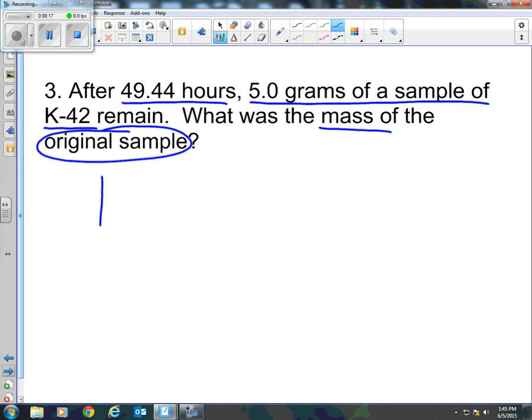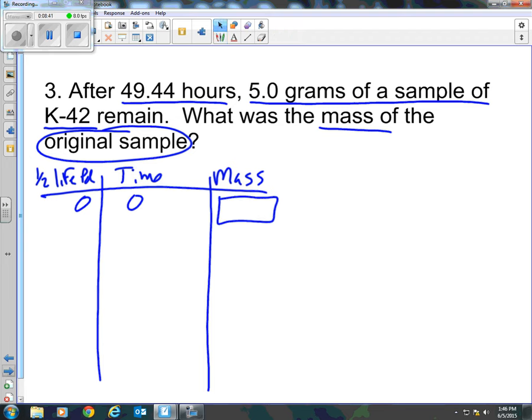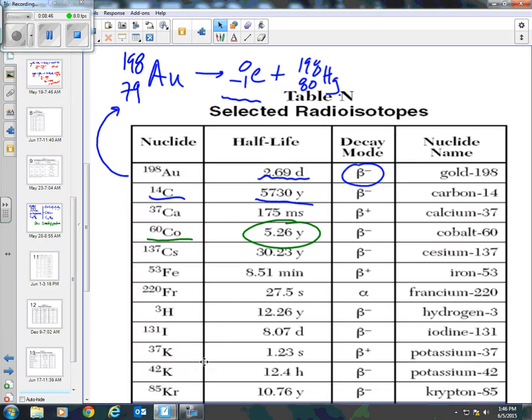Now in this particular case, I think the chart really works well here. You could do it the other way, and I'll show you how that works as well. I know I'm going to have my half-life periods, time, and mass. And of course, I've always got to start out with 0, 0. And here's the problem. I don't have an initial starting point. Well, that's okay, because if I know the half-life of K42, I can figure this out. Again, where am I going to go for this? I go to reference table N. Here's K42 right down here on the bottom, and it has a half-life of 12.4 hours.